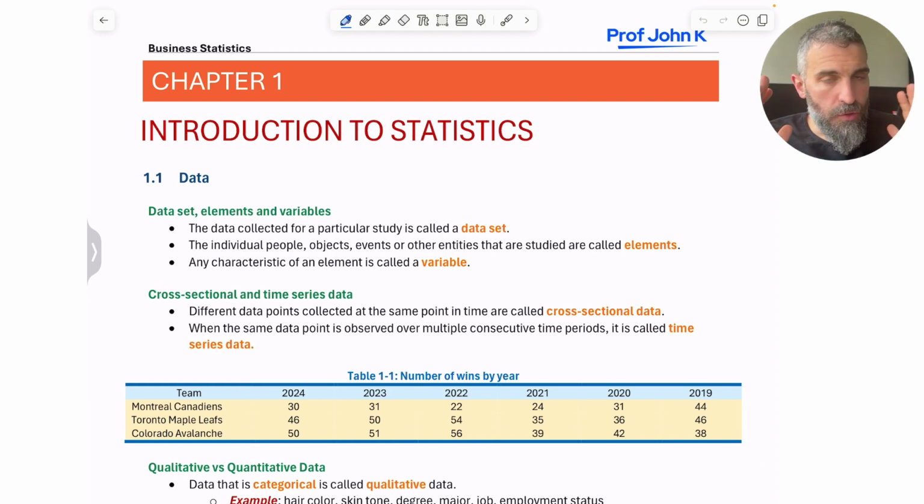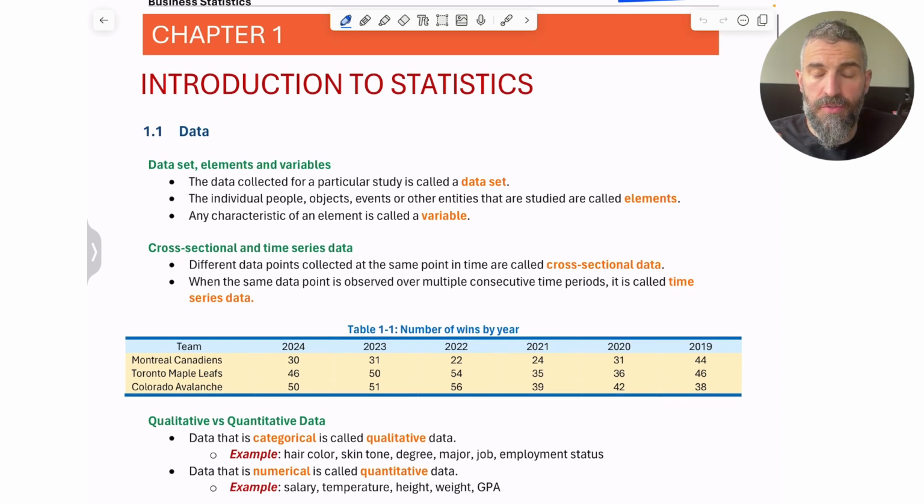So what we're doing in this chapter is just learning how to classify data, what are the different types of data, and then we'll be on to the next thing. So first we'll talk about the difference between something called cross-sectional data and time series data. Now, cross-sectional data is when you're looking at multiple subjects or different data points or different elements, or perhaps even different variables at the same point in time. And that's the key. You're looking at different things, but at the same point in time to compare.